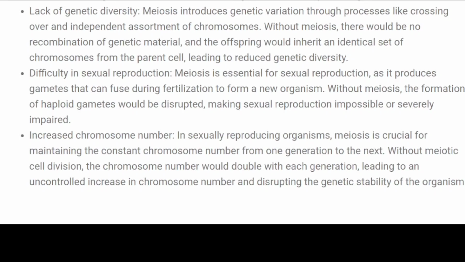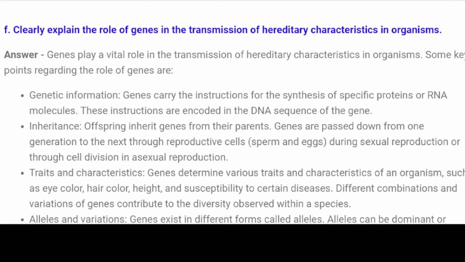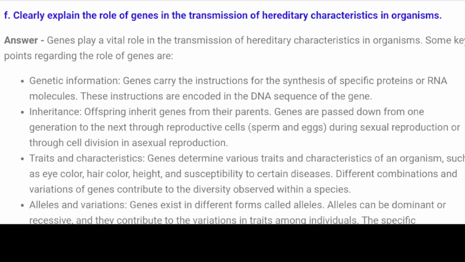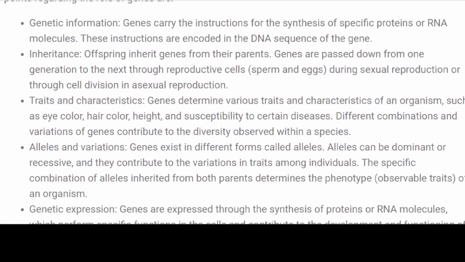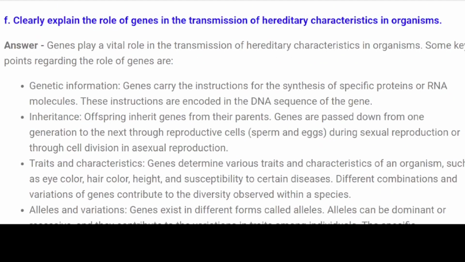F. Clearly explain the role of genes in the transmission of hereditary characteristics in organisms. Answer. Genes play a vital role in the transmission of hereditary characteristics in organisms. Some key points regarding the role of genes are: Genetic information. Genes carry the instructions for the synthesis of specific proteins or RNA molecules. These instructions are encoded in the DNA sequence of the gene. Inheritance. Offspring inherit genes from their parents.